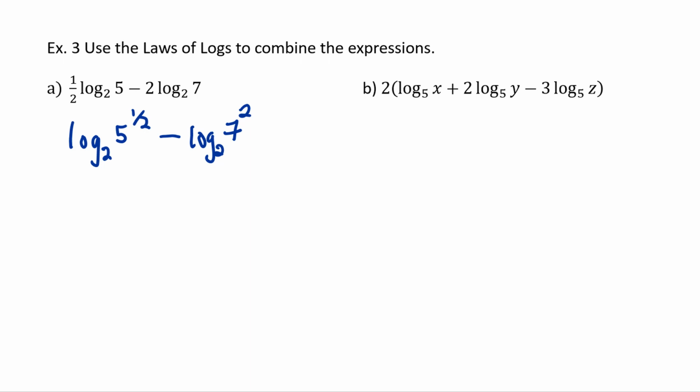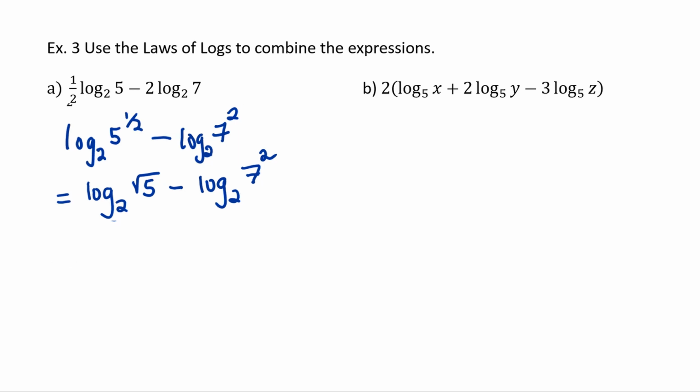Let's write this again, changing the power of 1/2 to the square root notation. So this would be log base 2 of the square root of 5 minus log base 2 of 7 squared. Now we can use the difference to quotient law of the properties of logs and express this as log base 2 of the quantity square root of 5 divided by 49.